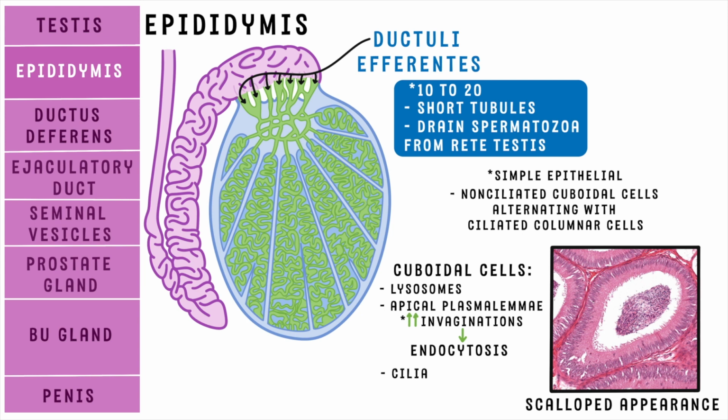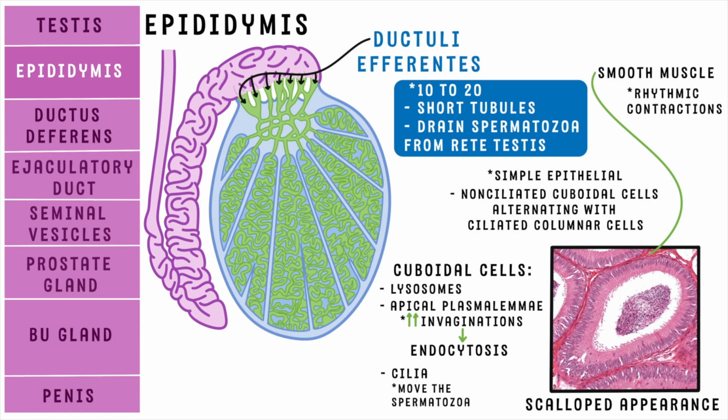The cilia of the columnar cells probably move the spermatozoa towards the epididymis. The simple epithelium sits on a basal lamina that separates it from the thin loose connective tissue wall of each ductule. This connective tissue is surrounded by a thin layer of smooth muscle whose cells are circularly arrayed and undergo rhythmic contraction, assisting in propelling their luminal content into the epididymis.